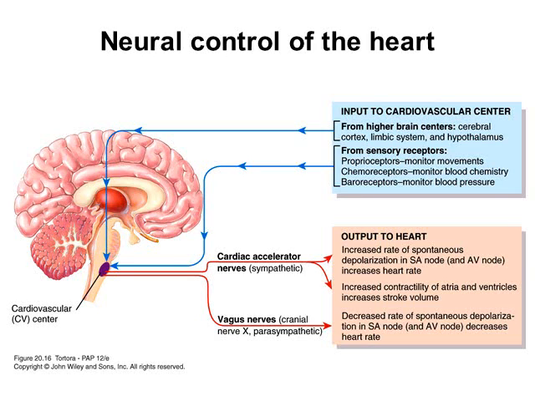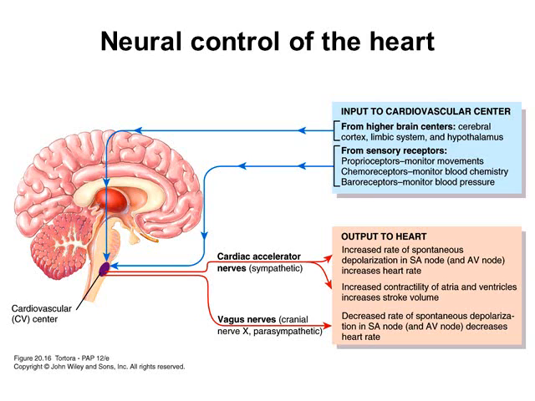The cardiovascular centre then has two potential outputs. The first is to the cardiac accelerator nerves, which are branches of the sympathetic system, and the output to the heart there is an increased rate of spontaneous depolarisation in the sinoatrial node and the AV node, which then results in an increased heart rate. It also increases the contractility of the atria and the ventricles directly, which again increases the stroke volume.